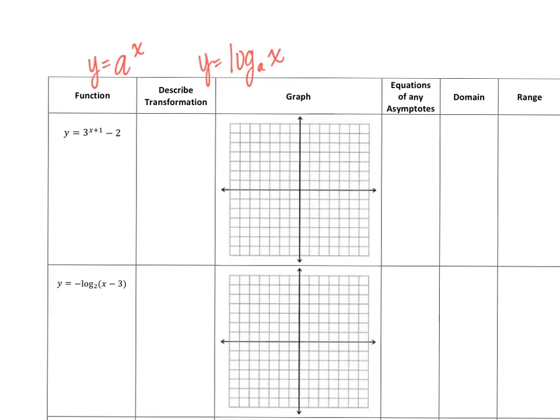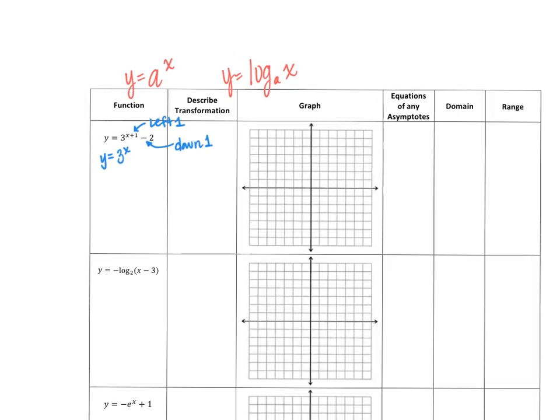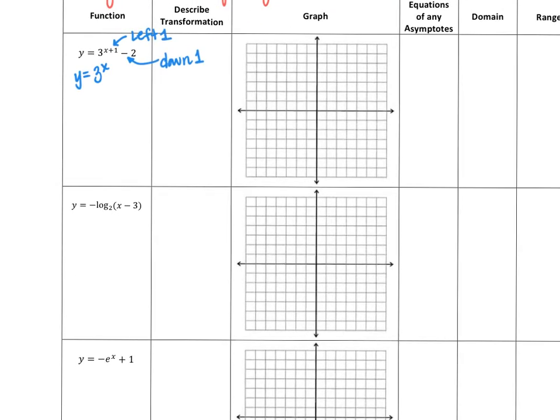So when we look at the first equation here, we can see that the +1 is inside the exponent with the x, so that's affecting our horizontal movement. It's going to be moving us to the left 1. And then the -2 is outside the exponential function, and that's affecting all of our y values, so that's going to shift us vertically down 2 spaces. And the parent function that we're talking about is y equals 3 to the x power. So check on that, see if you were right.